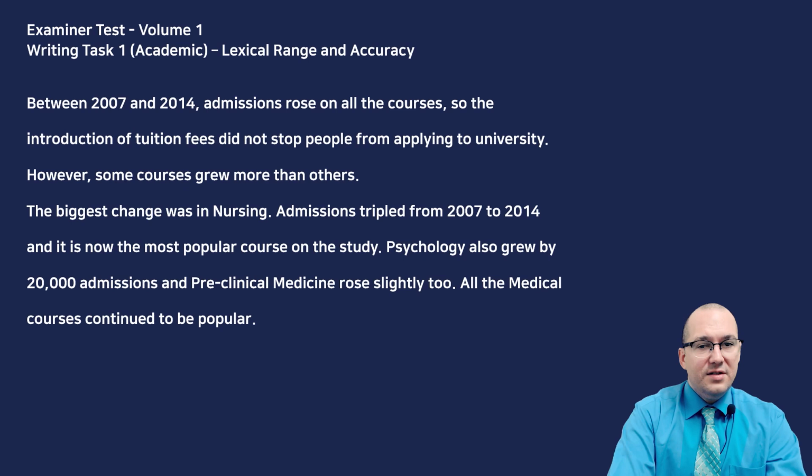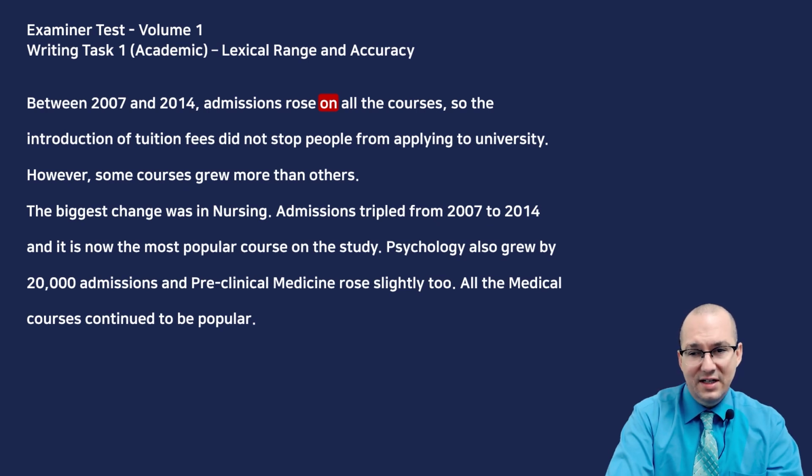Now moving on to lexical range and accuracy, and this is basically just the vocabulary. Now it said admissions rose on all the courses, okay? And again, this will come up later, but rose, past tense, and then for all it should be for, okay? And this is, again, just a preposition mistake, so it's not a big deal, but it is incorrect.